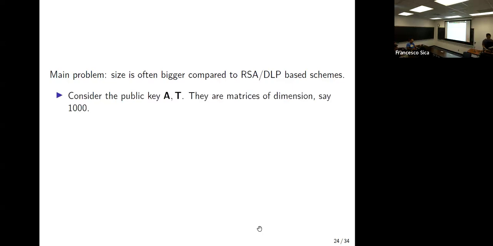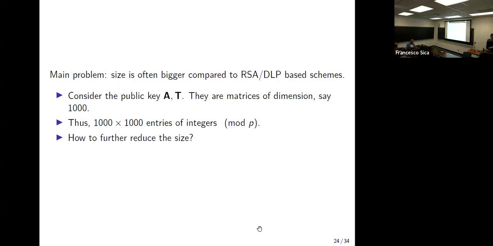However, in lattice-based crypto, for it to be secure, like the example I mentioned, consider the public key like the A and the T. They have to be matrices of big dimension, for example, 1000, right? And even if the modulus or the underlying finite field is really tiny, you still have to record, let's say, 1000 times 1000 entries of integers. Each of the integers is modulo P, right? So that's about 1 million times the underlying bits for this P.